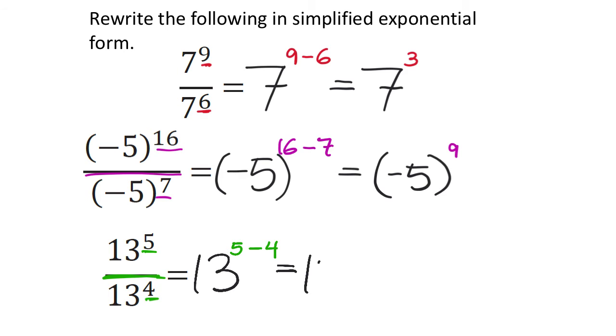So this gives me the same base of 13, but with the new exponent. 5 minus 4 is 1. And yes, again, it's still okay to show that as a phantom 1 if you'd like. I'm going to show the 1 here just because, again, on the homework, this would be some kind of box that you'd have to fill in.